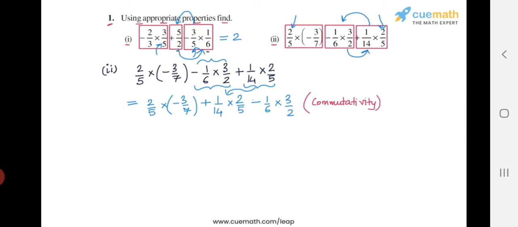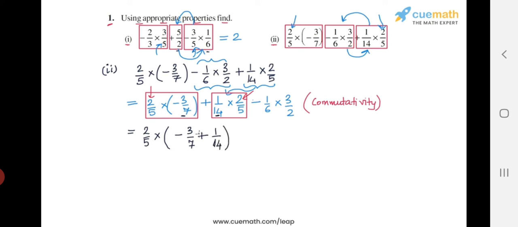Alright, now if we look at this part and the new second part, these two have a common term of 2 by 5, so we can take out the 2 by 5 as a common multiplier. So we can write this as 2 by 5 into minus 3 by 7 from the first part, and then plus 1 by 14 from the second part. And we can do this because multiplication is distributive over addition and subtraction. So we can do this because of this reason.